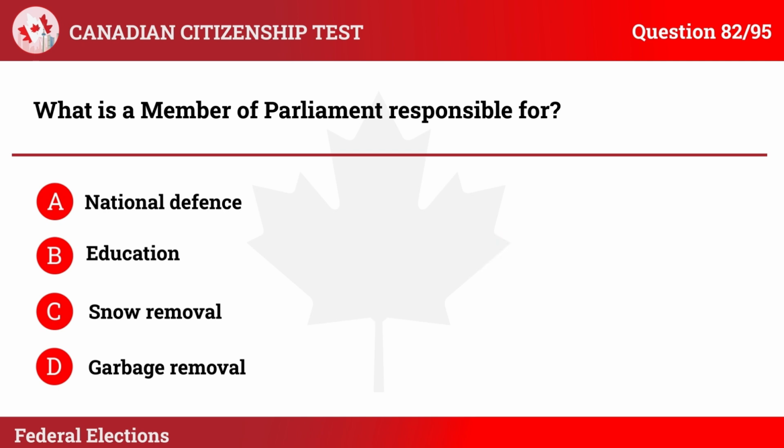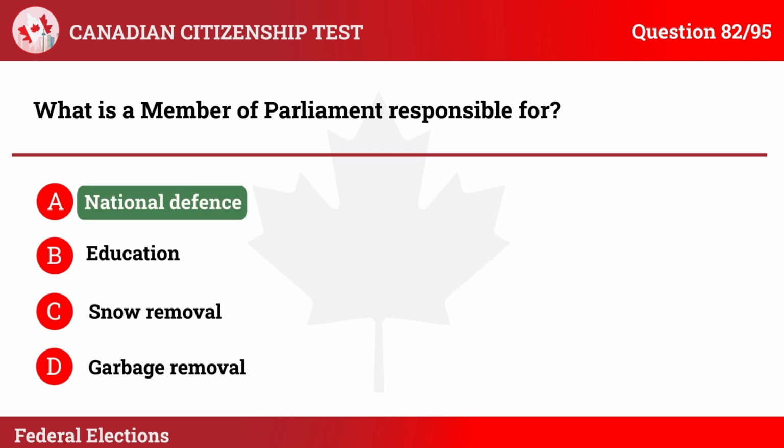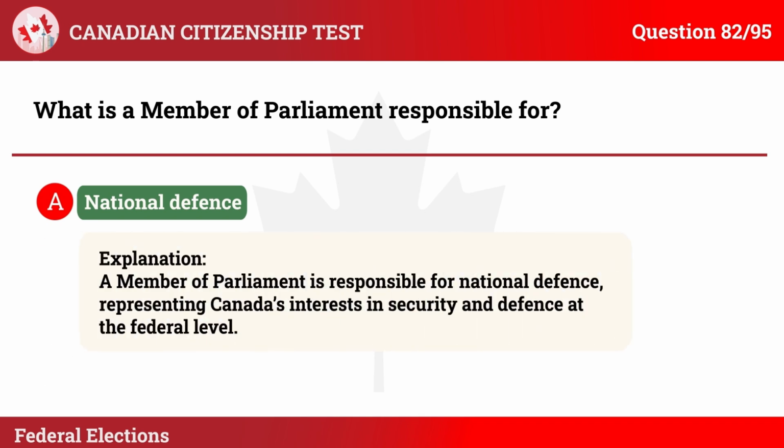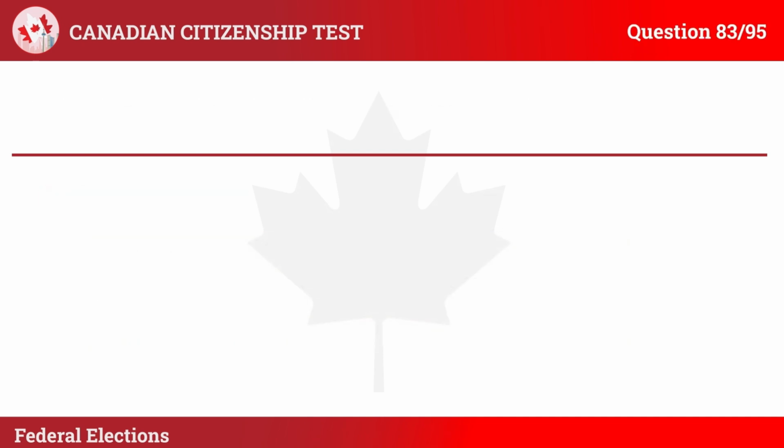The correct answer is A. National defence. Explanation: a Member of Parliament is responsible for national defence, representing Canada's interests in security and defence at the federal level.